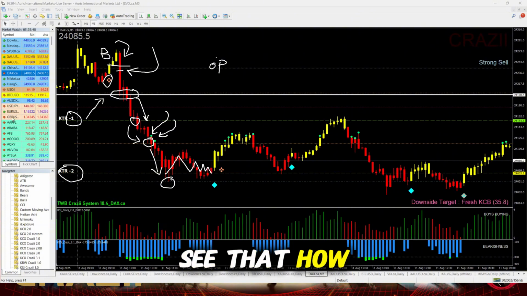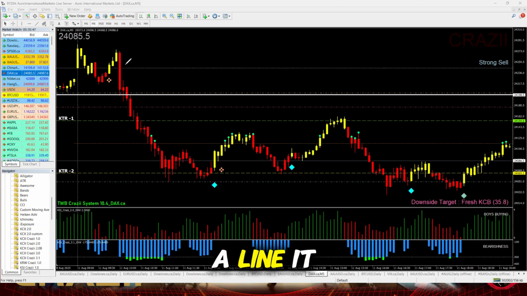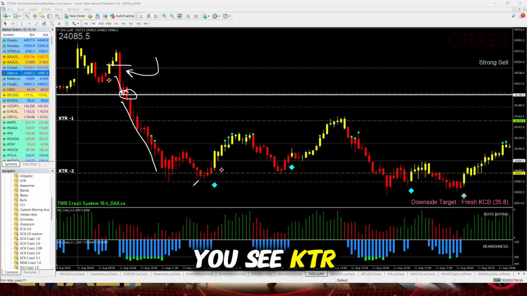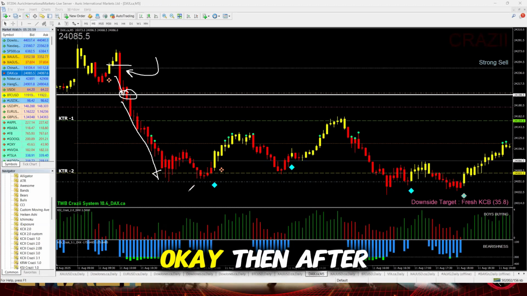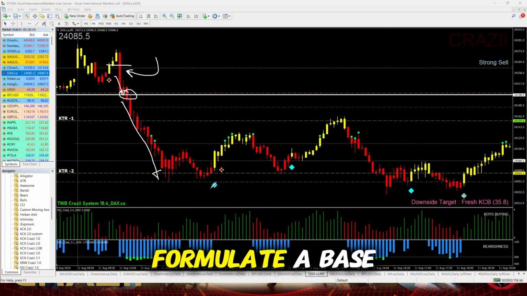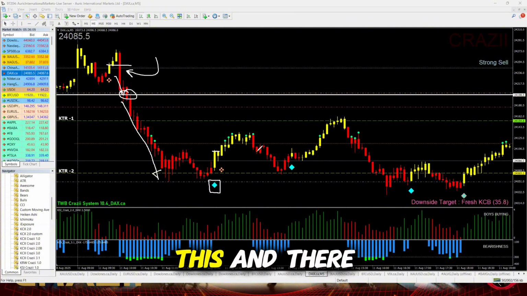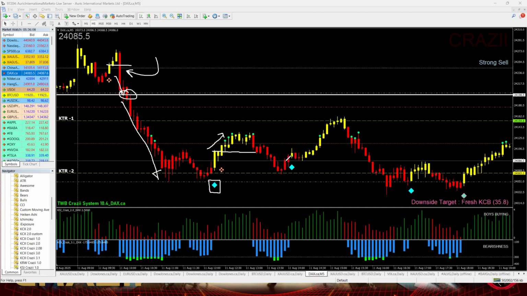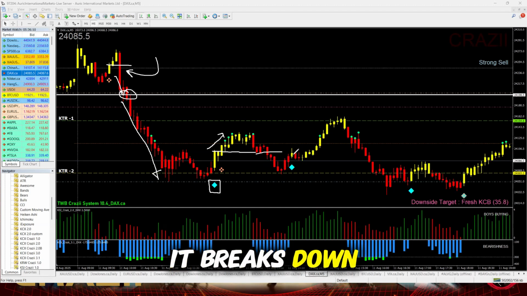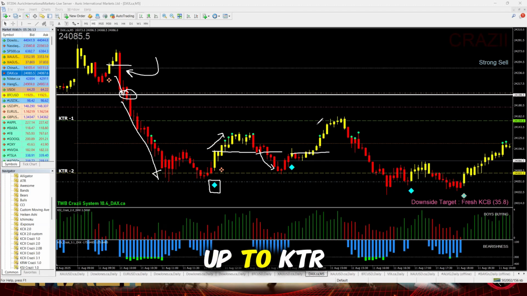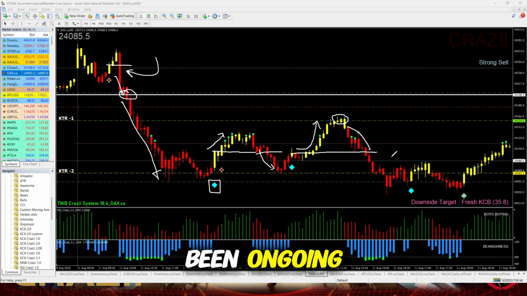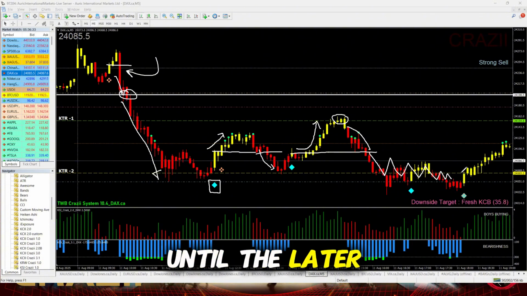All right, so you can see how powerful the signal is. You just draw a line, it breaks below the OP, you sell, it breaks below the diamond line, you sell all the way until you see KTR -2 given. Then after that, it had to formulate a base, and there was some recovery. Then it failed again, it breaks down, another diamond appears. It did go up to KTR -1 this time, but resisted and then came back down again. So this has been ongoing flip-flopping for quite a while until the later part of the day.